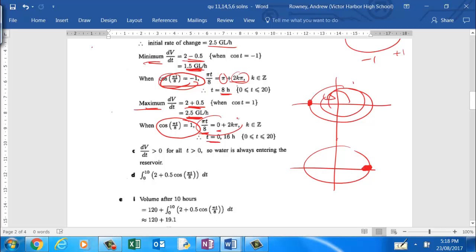Because if you take this one here, if we times by 8 and divide by pi, it's t equals, now 0 plus 2k pi. If we times by 8 and divide by pi, the pi's go and you end up with 16k. So when k is 0, you get 0, that's that first one. When k is 1, you get 16, the second one.